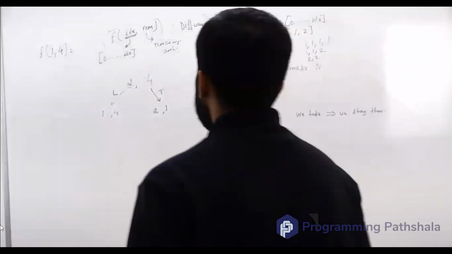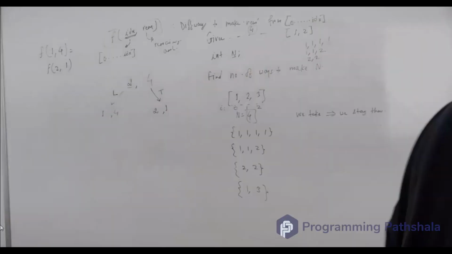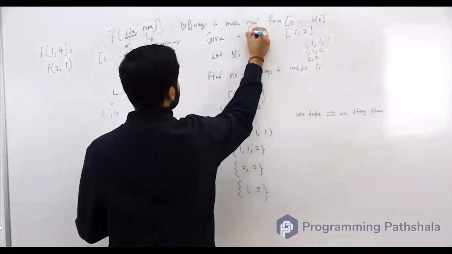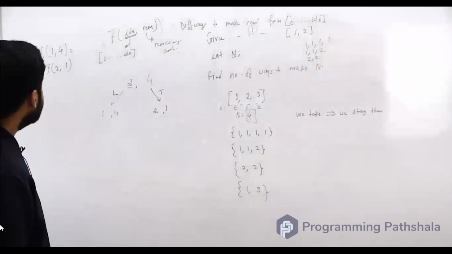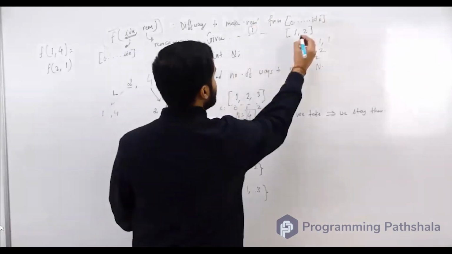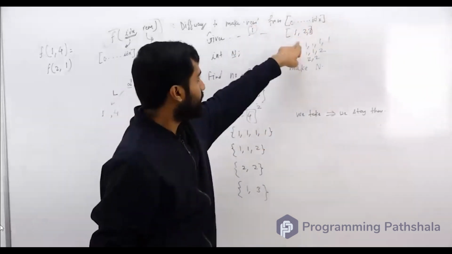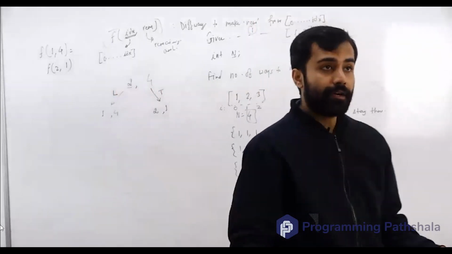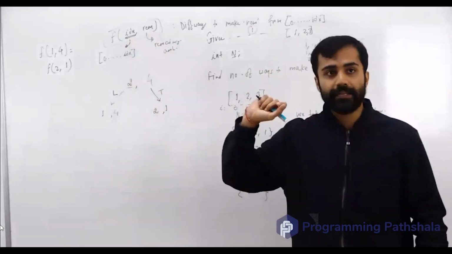Okay, now can you tell me what will be the value of f of 2 comma 1? It means different ways to make 1 rupee from the part of the array which is from 0 to 2. The part of the array from 0 to 2 is 1, 2, 3. So in how many different ways can you make 1 rupee from the given array? There is only one way, which is by picking that 1 coin.